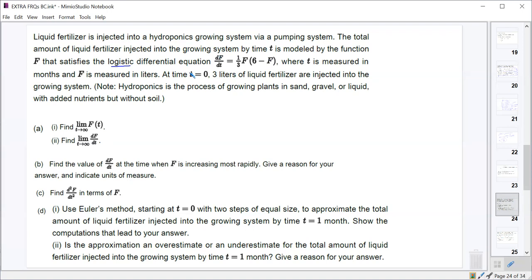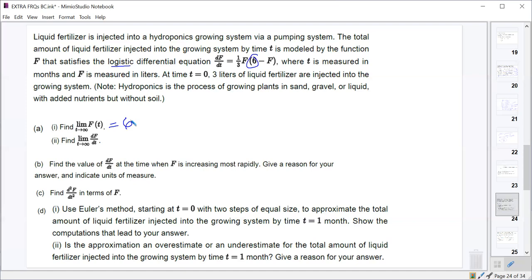Very exciting. All right, so part A is something that I talked about in the last session with logistic growth, about these limits that they often like to ask about, and so here they've asked about them. The limit as t approaches infinity of capital F of t, so the solution to the differential equation, will always be approaching the carrying capacity, and the carrying capacity is always m, and so that's just going to be 6.